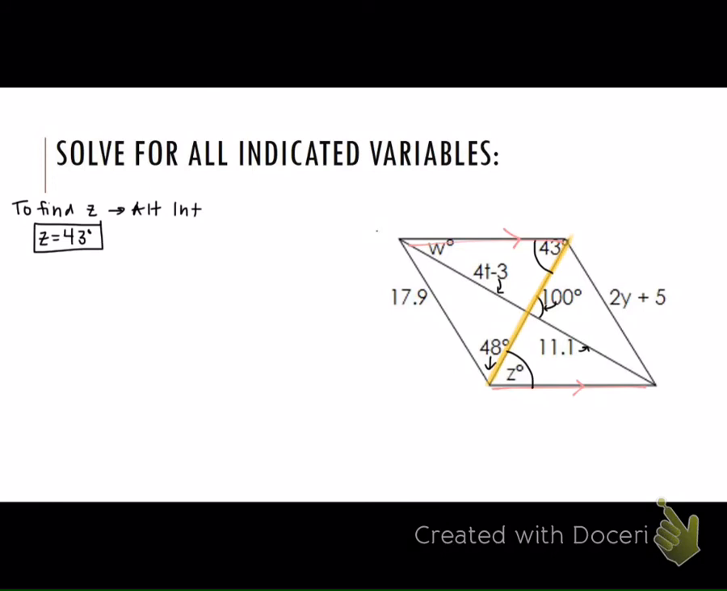Jordan, what one do you want to find? Y. Okay, what do you know? How do you find Y? 2y divided by 5 is congruent to 17. I think that's supposed to be an addition sign. It does look like a divided by sign, though. But what did you say? It is congruent to what? 17.9. Yes. So opposite sides are congruent. So 2y plus 5 equals 17.9.